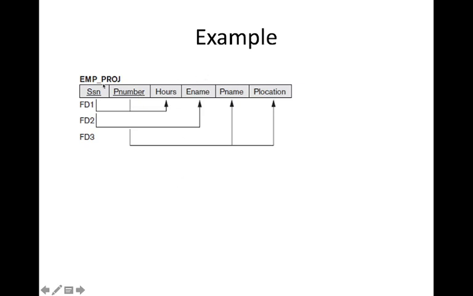So we will see an example. This is a table M project. These are the attributes in it: SSN, P number, hours, E name, P name, P location. And these are the functional dependencies. We will see functional dependencies later.